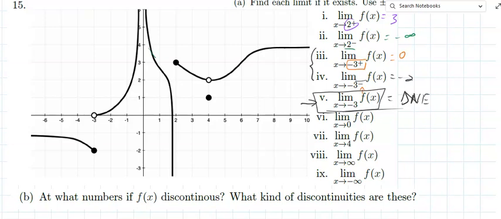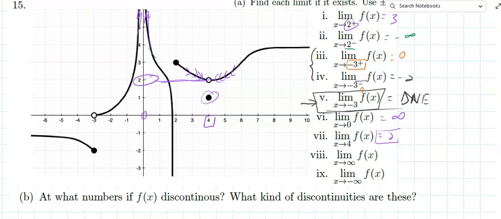Now, what is the limit as x approaches 0? 0 is right here. From the left, it's approaching infinity. From the right, it's approaching infinity. We say that's infinity. What's the limit as x approaches 4? 4 is right there. From the left side, that's 2. From the right side, that is 2. Even though f of 2 is 1, f of 4 is 1, it doesn't matter. Limit, you never get to the point.